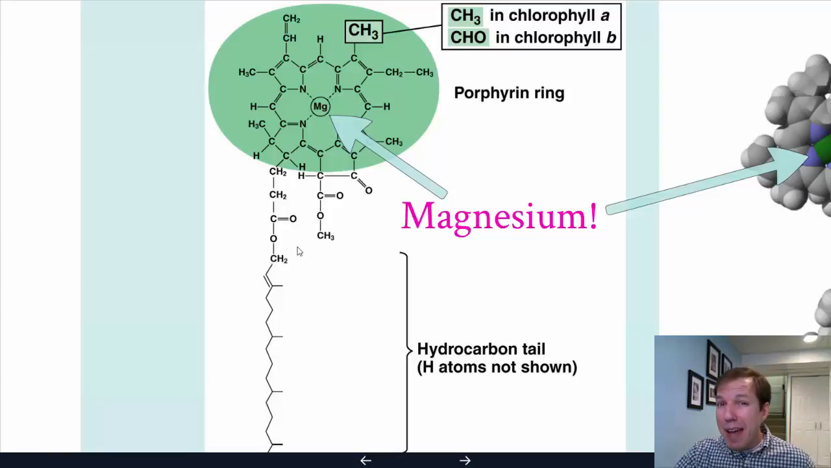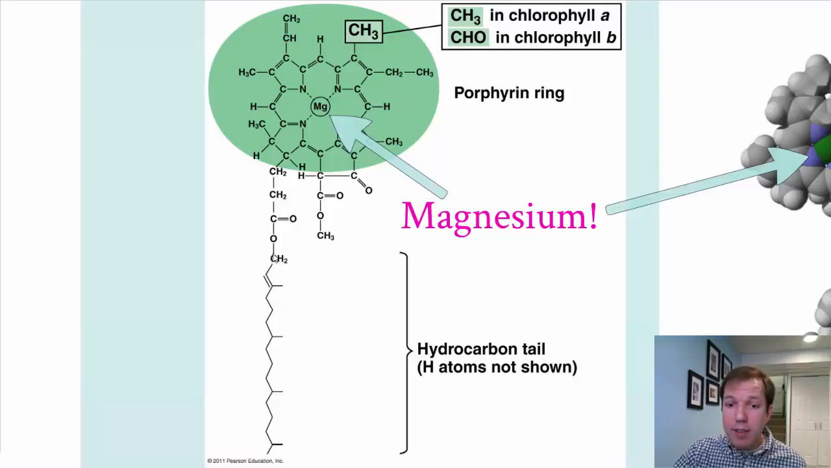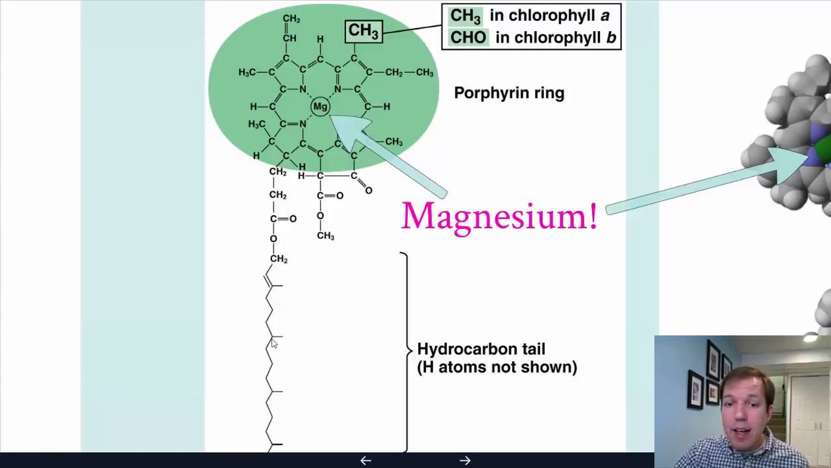Chlorophyll is going to be embedded within the membrane of the chloroplast, and so we should expect to see some hydrophobic regions because of its placement there in the membrane. At the center of chlorophyll is an important magnesium ion, and that magnesium ion is going to be an important source for electrons, which will be utilized in the process of photosynthesis.